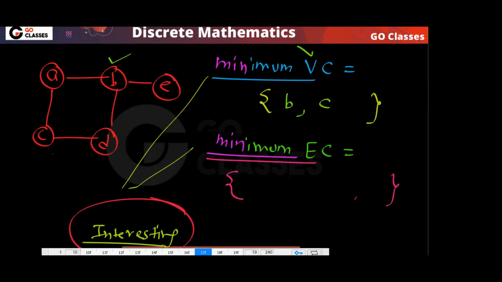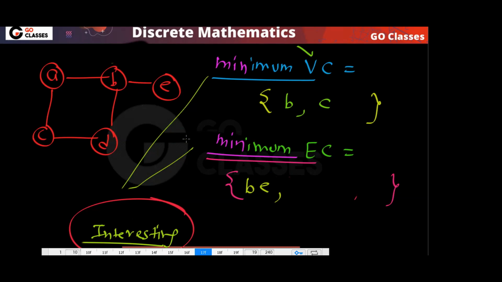And what about the minimum edge cover? In the minimum edge cover, we want to cover all the vertices by edges. To cover this vertex, what is mandatory? This BE edge is mandatory. Yes or no? This edge we have to take, because to cover this vertex we definitely have to take this edge.